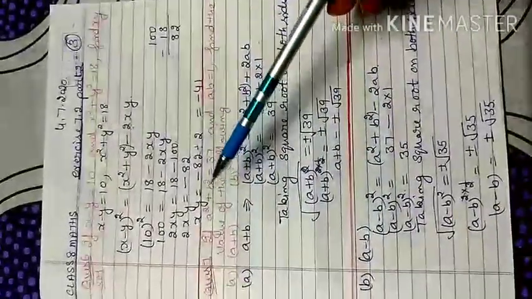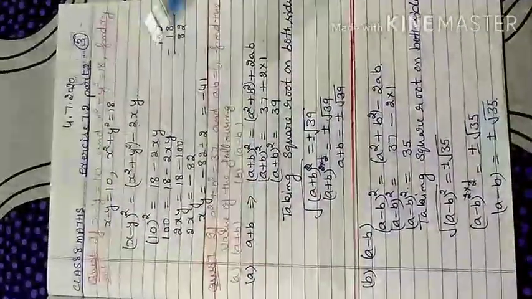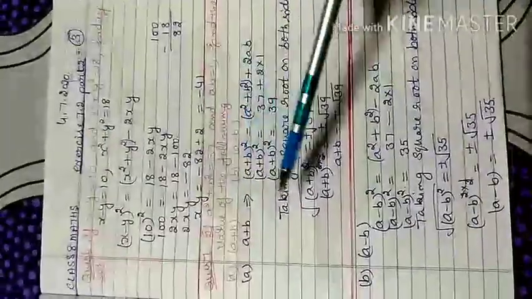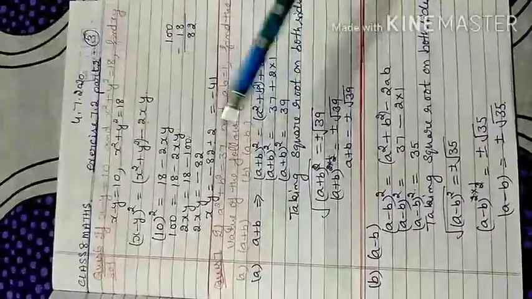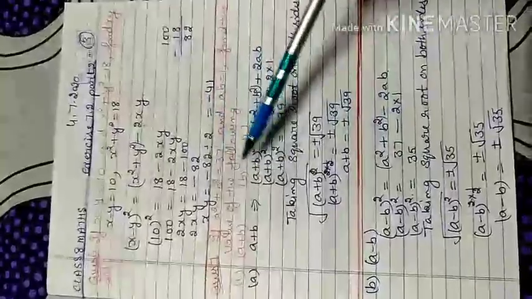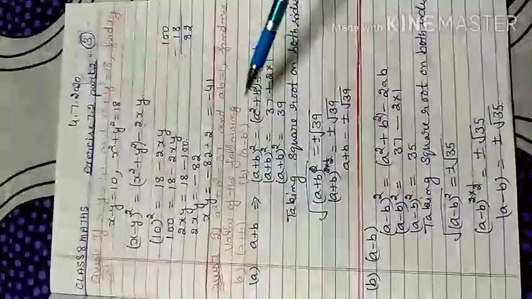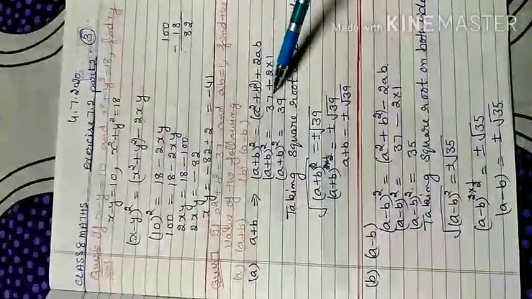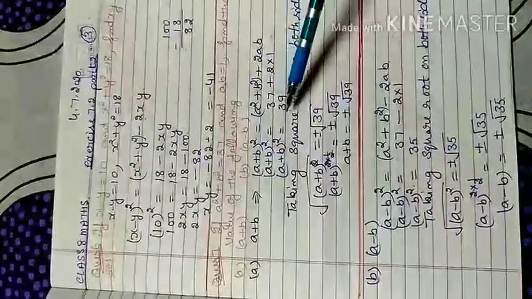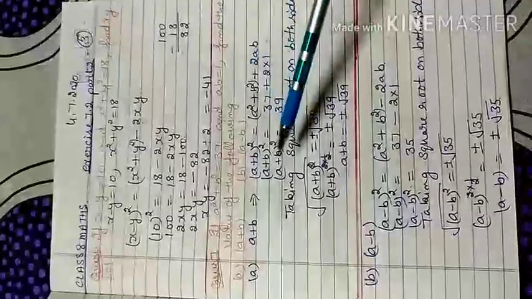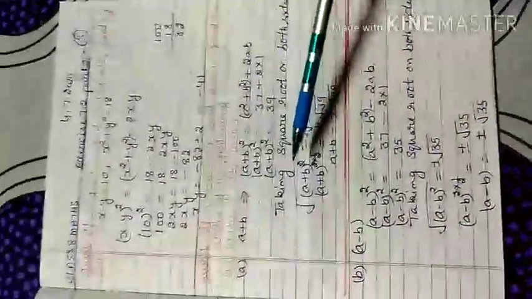You are given a square plus b square is 37 and ab is 1. So both terms come in the formula a plus b whole square and a minus b whole square. So you apply the formula a plus b whole square equals a square plus b square plus 2ab. The a square plus b square term gives you 37 and ab is 1. 37 plus 2 is 39.